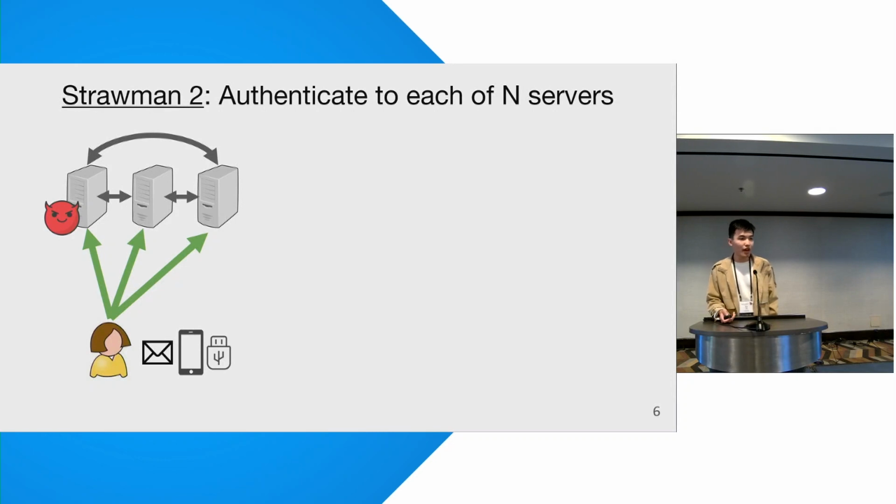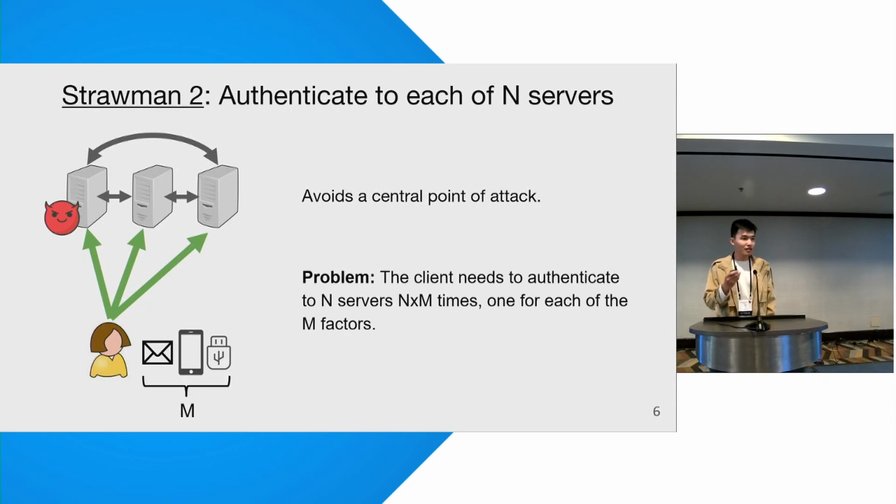Another approach is to have the clients authenticate to each of the n servers. And this approach definitely avoids the central point of attack. However, it adds a lot of burden on the client side because the client now needs to authenticate to n servers, n times m times, considering we have m authentication factors. And this is a huge burden on the client side.